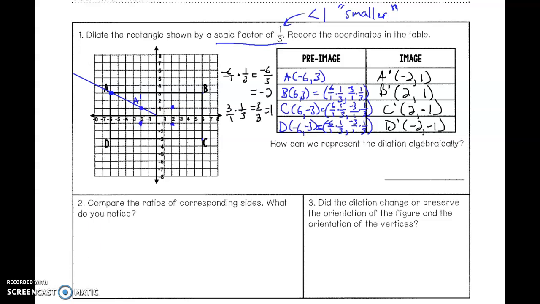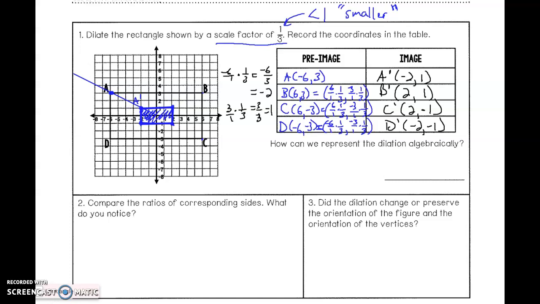Now, remember, when we draw this, we anticipate that this shape right here is going to be the same shape. The figure is going to be the same shape, right? What's changing is how big it is. Now, because we multiplied by a number less than 1, we anticipated that it was going to get smaller, and it did.